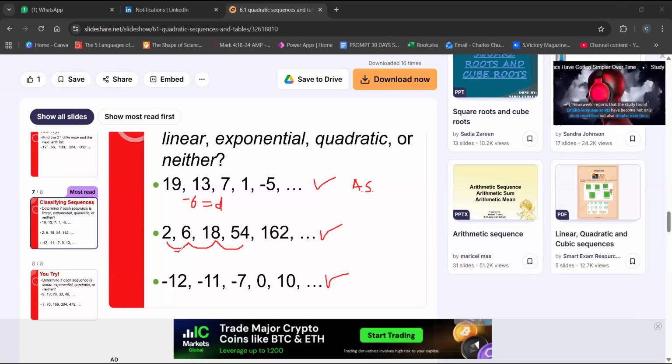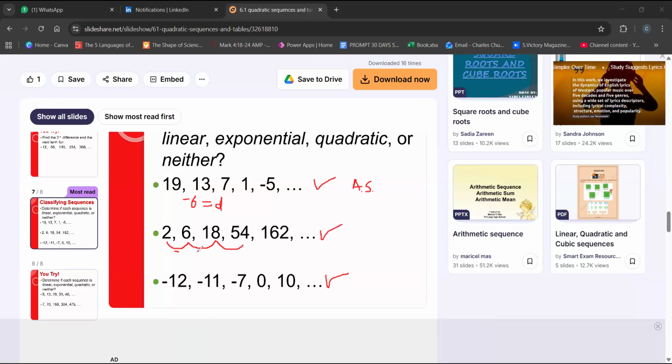Let's check if it's geometric. Remember, geometric is gotten by multiplying by something steady, isn't it? Yes, sir. Okay, so let's see. Between two and six, how would you get six from two? You would multiply by three, isn't it? Yes. Now let's see if you multiply six by three, what do you get? 18. 18, correct. And if you multiply 18 by three, you will get 54, isn't it? Yes, sir.